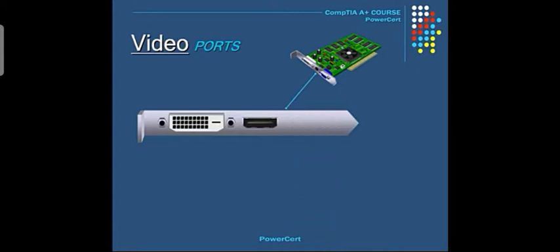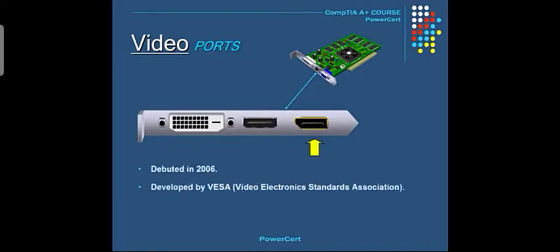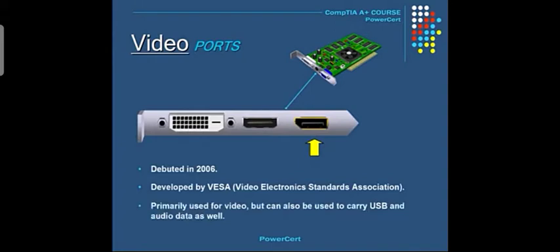And then there's also the DisplayPort. The DisplayPort debuted in 2006, and it was developed by VESA, which stands for the Video Electronics Standards Association. The DisplayPort was primarily designed to be used for video, but in addition to video, it can also be used to carry USB and audio data as well. It's a high-performance interface that is meant to replace the older VGA and DVI interfaces. And it can also connect using adapters to the older DVI, VGA, and HDMI ports.